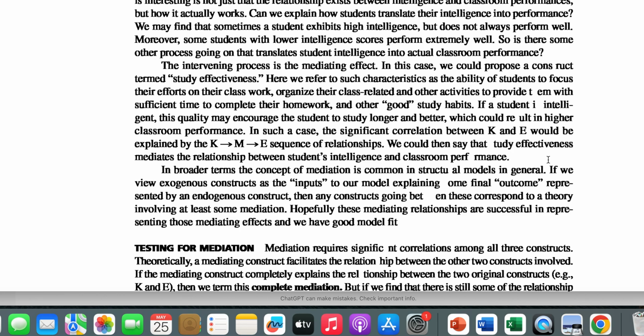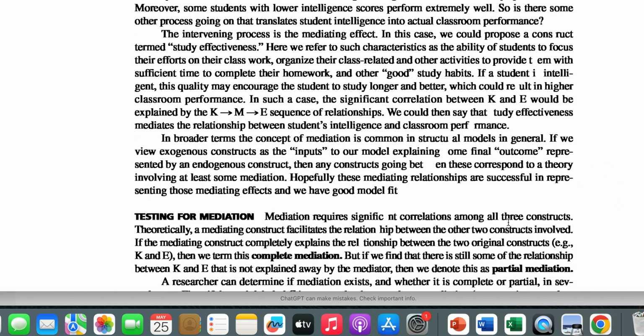In broader terms, the concept of mediation is common. In structural models, if we view the exogenous construct as the input to our model, explaining the final output represented by the endogenous construct, then any construct in between corresponds to a theory involving at least some mediation. Hopefully, these mediation relationships successfully represent those mediation effects and we have good model fit.